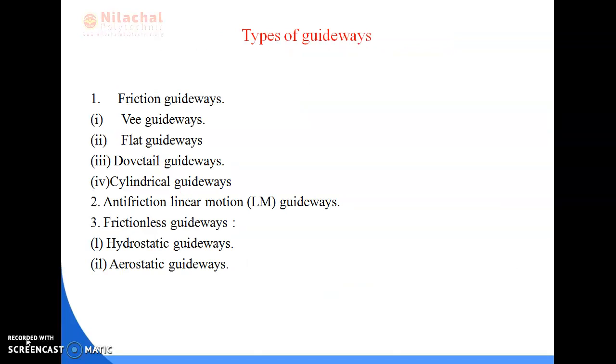Types of guideways. We have various types of guideways like friction guideways, which are divided into 4 types: V guideway, flat guideways, dovetail guideways, cylindrical guideways. Then the second type is anti-friction linear motion or LM guideways. Then frictionless guideways, which are of 2 types, hydrostatic guideways and aerostatic guideways.